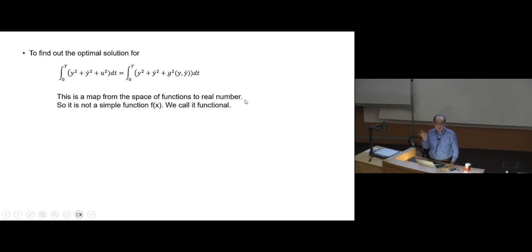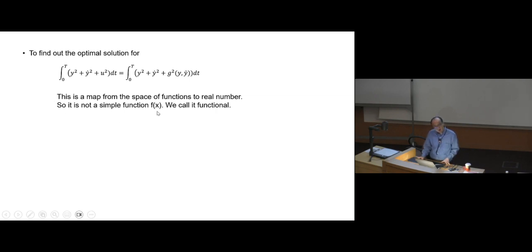In calculus, you have studied functions whose variable could be a vector, with many variables, or just one scalar. But for this one, the input, or the variable of that function, is no longer just a vector, it is a function. If you put in one function, then it gives you a number. Is that clear?